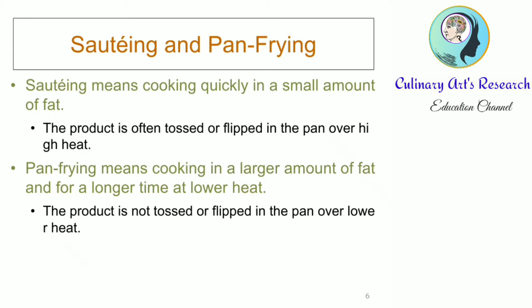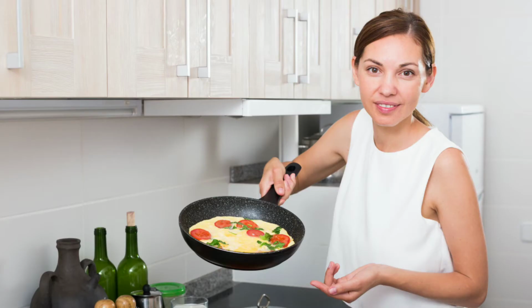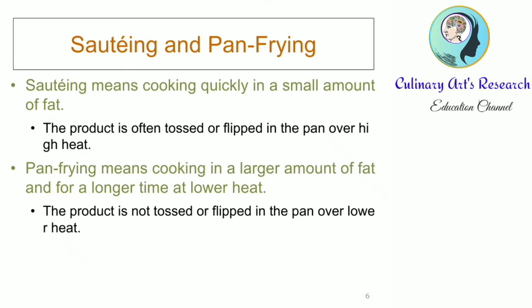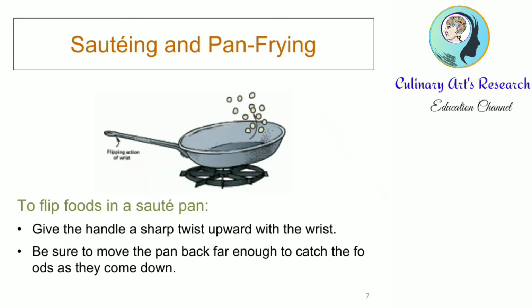Next are sautéing and pan frying. Sautéing means cooking quickly in a small amount of fat, and pan frying means cooking the food in a larger amount of fat for a longer duration at lower heat. In sautéing and pan frying, to sauté the pan means you flip the pan. First you hold the pan handle in your hand and twist it in an upward direction so that the food moves up, and when it comes down you catch that food in your pan. That should be your practice.